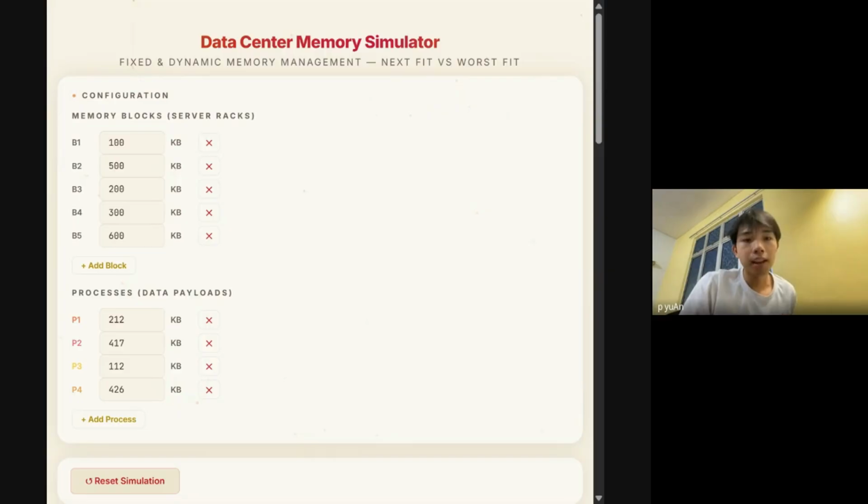Hi, I'm Li Peiyuan. Now I'm going to compare two well-known algorithms, NextFit and WorstFit, by using the interactive simulator.